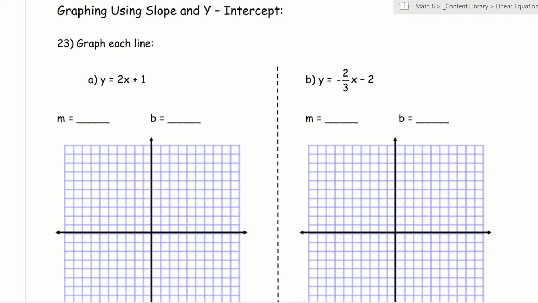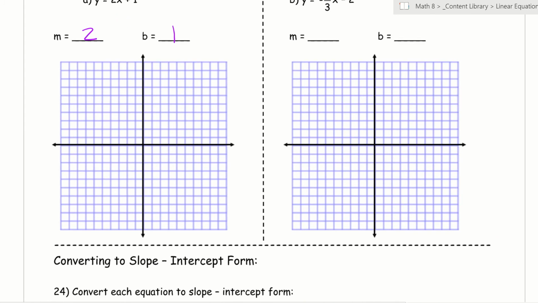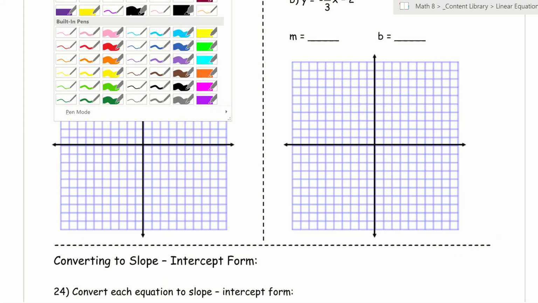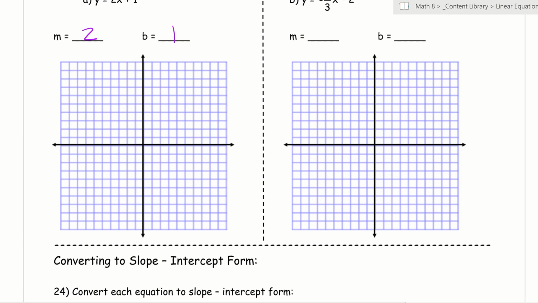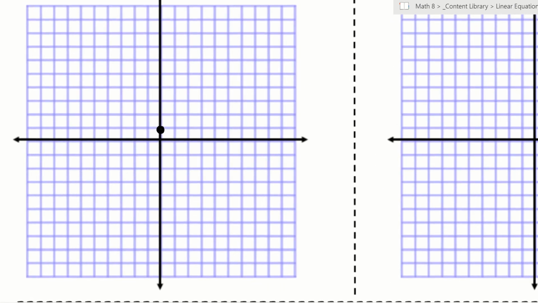Graphing using slope and y-intercept. Let's see, what's the slope here? The slope here is 2. The b here, the y-intercept, is 1. So I'm going to mark the y-intercept. B is 1 here. And from there, I'm going to draw points using the slope.